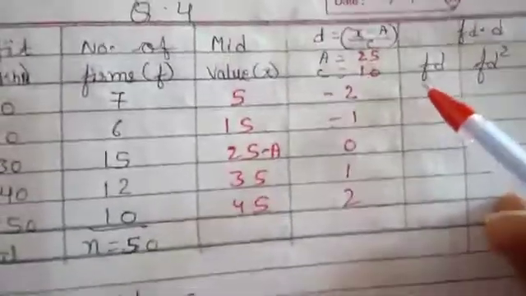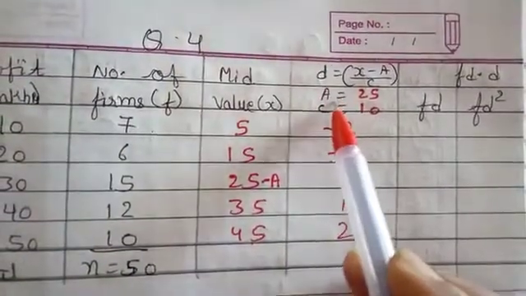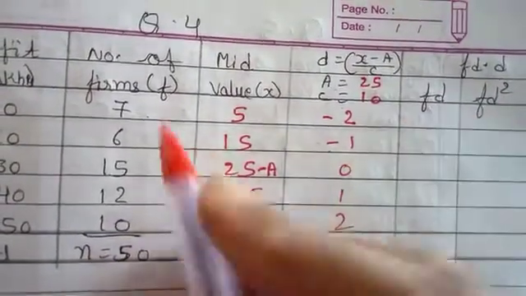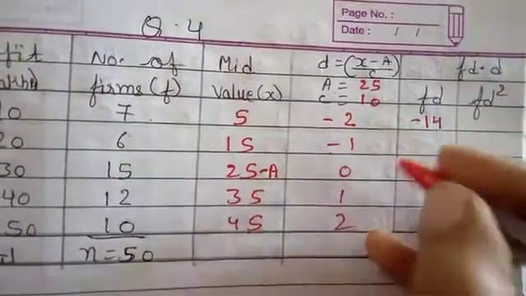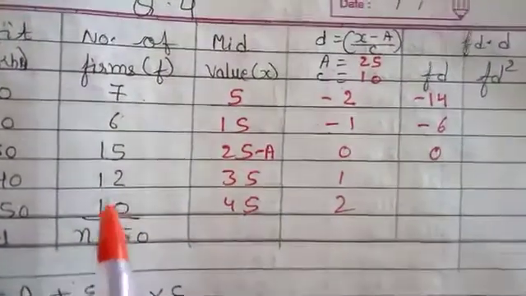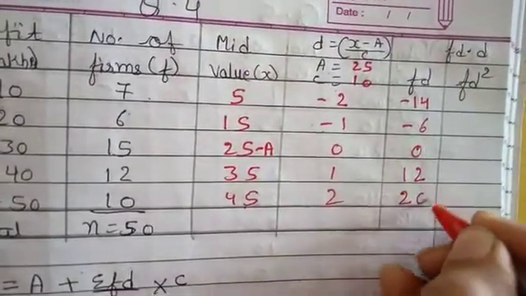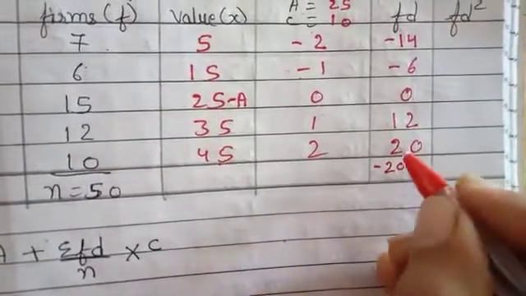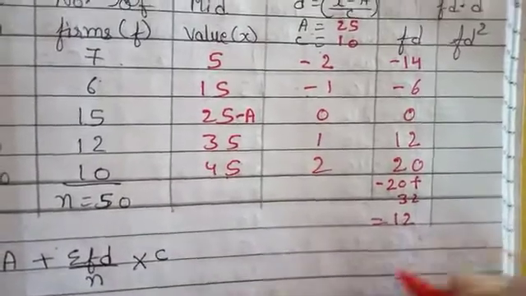Now I have to find FD, that is the frequency multiplied by the D column. Frequency multiplied by D, that is your deviation from the assumed mean. So 7 multiplied by minus 2 will give you minus 14. 6 multiplied by minus 1, minus 6. 15 multiplied by 0, 0. 12 multiplied by 1, that is equal to 12. And 10 multiplied by 2 will give you 20. Again addition. So minus 20 plus 32 will give you 12. So your sigma FD is 12.